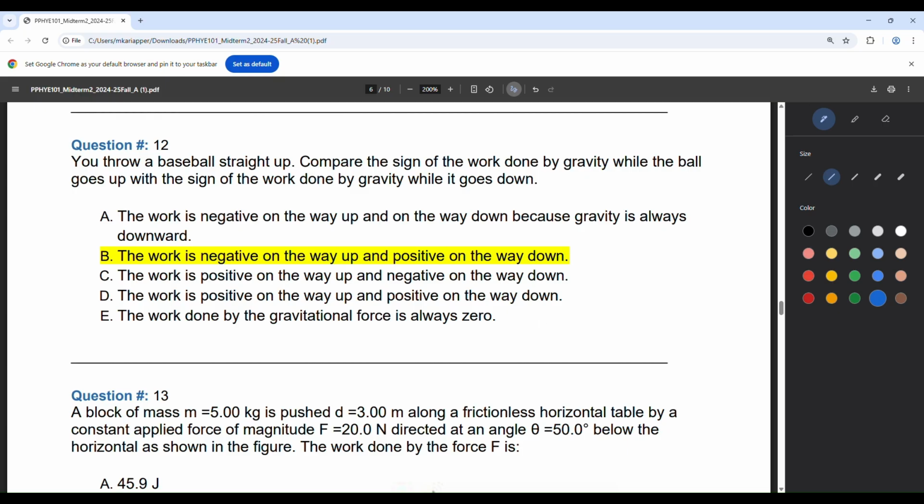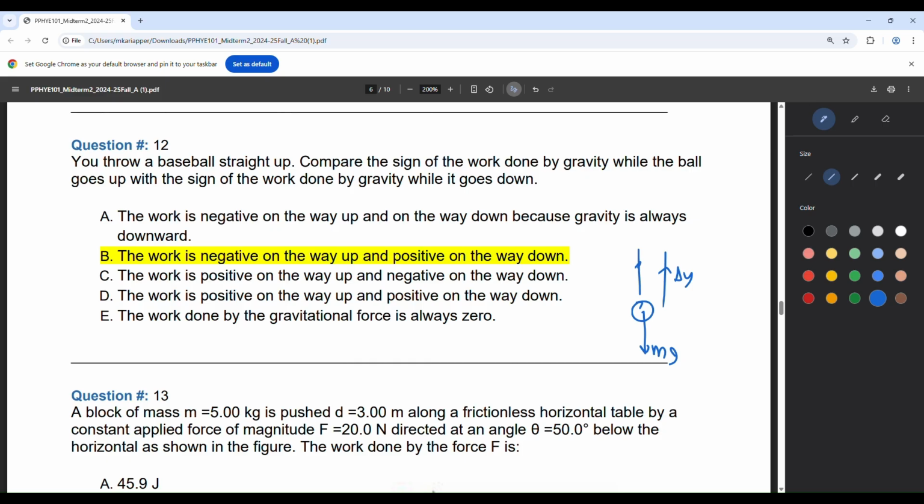All right. Statement question. Question number 12. You throw a baseball straight up. What happens to the work done by gravitational force, the sign of that? So on the way up, displacement is up and the gravitational force is down. So in the opposite direction, the work done will be negative. The work done by the gravitational force will be negative.